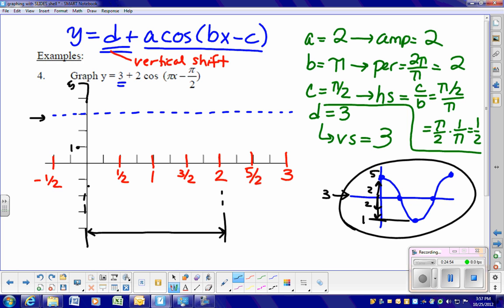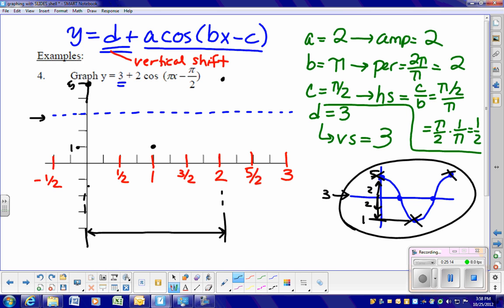So cosine starts up high. This point that I'm blackening in is this one right here. And since the period is 2, I would go way out here. That's this point. Halfway between those, which would be at 1, I'm going to be at the lowest point on the graph, which is this.